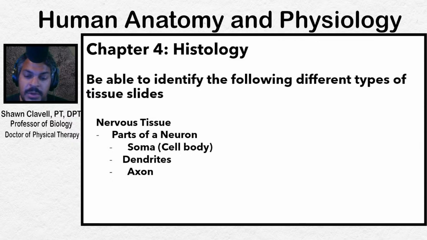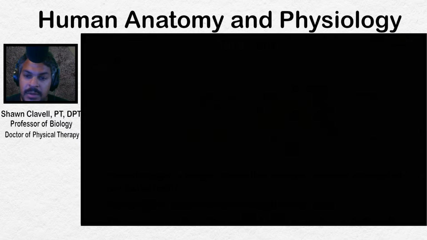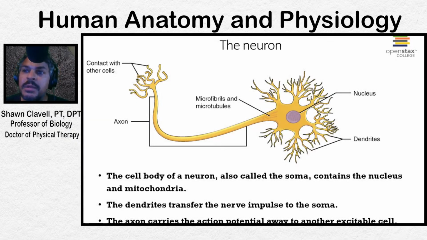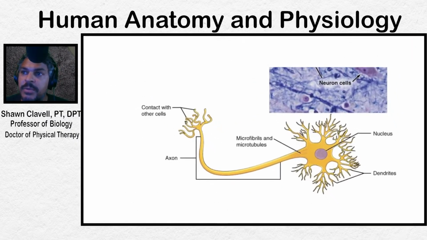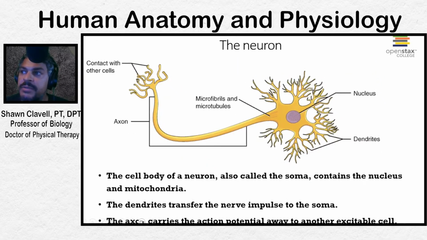So if I pull up a picture here, you'll see the neuron, and you should be able to identify the soma or the cell body, the axon, and the dendrite. So again, the parts of a neuron.